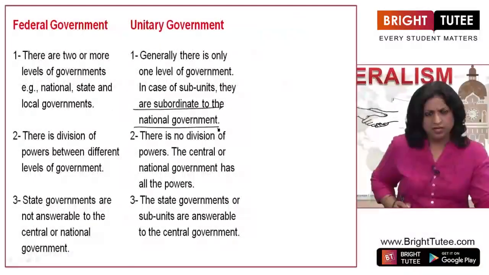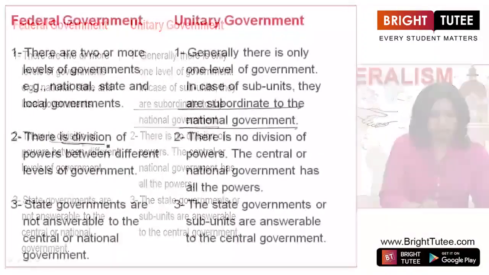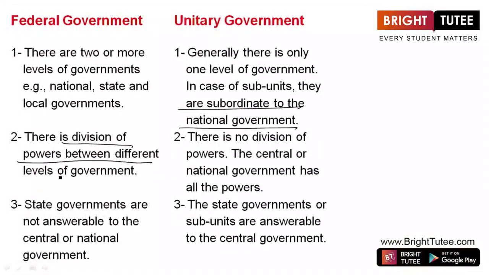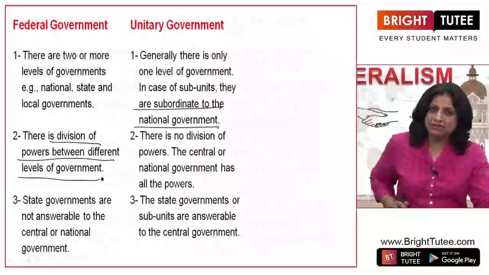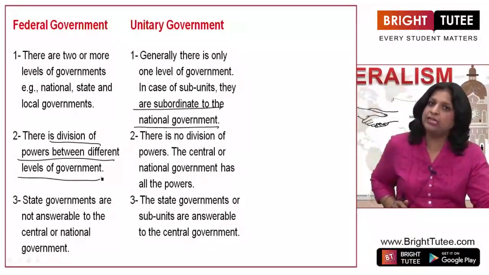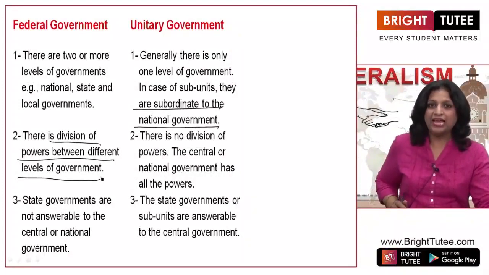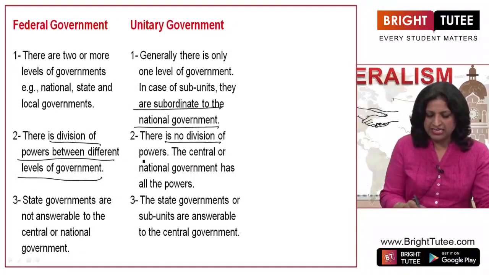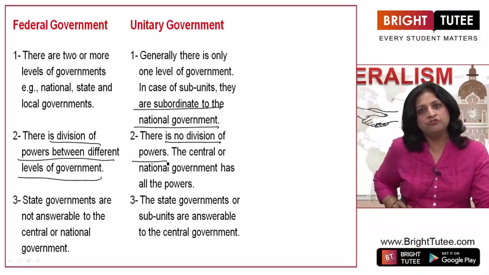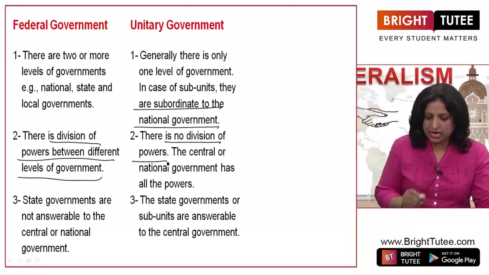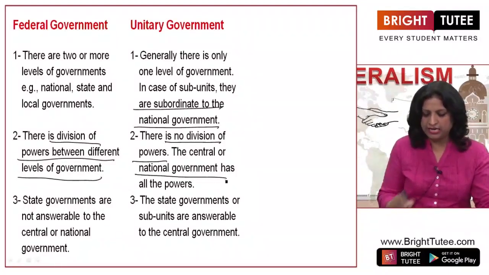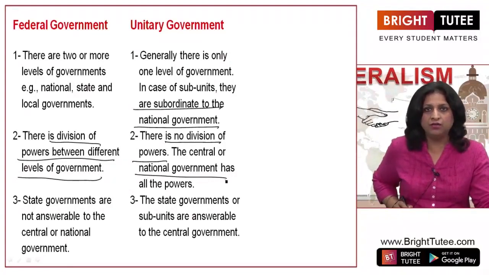Another difference between the federal and the unitary government is division of power between different levels of government. As I told you just now, there are different sets of powers for the central government, then state and then local government. But no such division is there in the unitary government. The entire power is in the hands of the national government. They are not giving any powers to their subordinates.